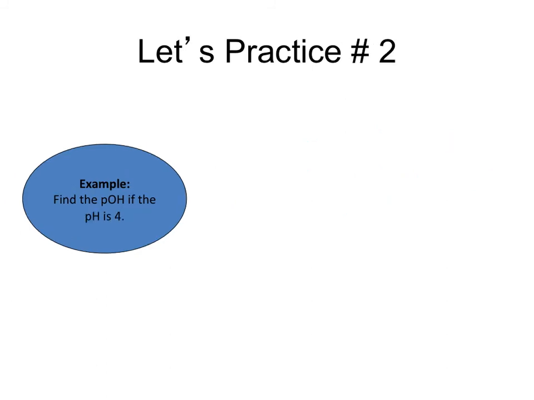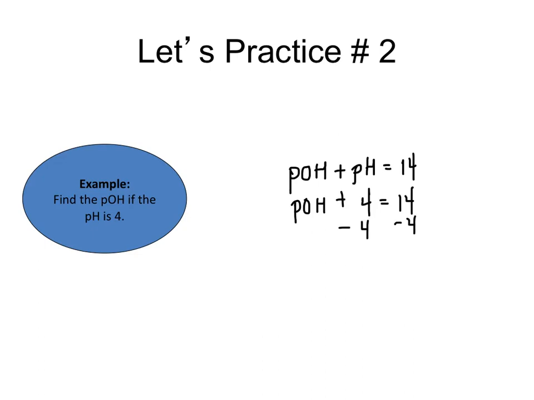In this next example, they're asking you to find the pOH. Remember the new equation I introduced to you a few minutes ago? pOH plus pH equals 14. Since they're giving me a pH of 4, all I need to do is figure out what the pOH is by subtracting 4 on both sides. That will then give me a pOH equal to 10.